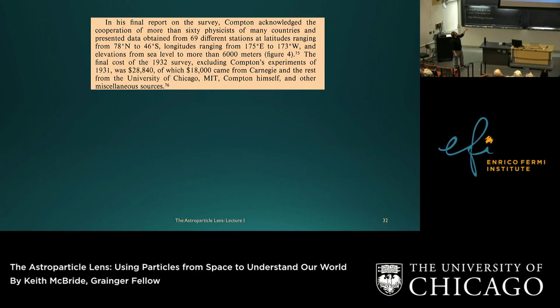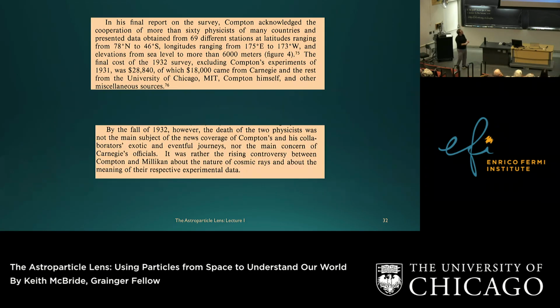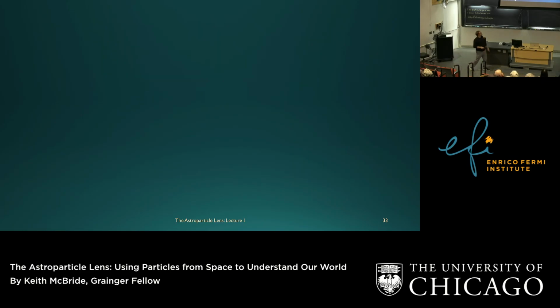So some of the interesting notes here from his adventures on this little side project was how University of Chicago and Compton himself and even Carnegie himself funded all of this different research that was happening. And so one of the accounts from the news articles at the time was that, by the fall of 1932, the death of two physicists was not the main subject of the news coverage because Compton and his collaborators were going on such exotic journeys, right? But the most interesting thing at the time was the rising controversy between Compton and Millikan. So I thought that was interesting to point out too.